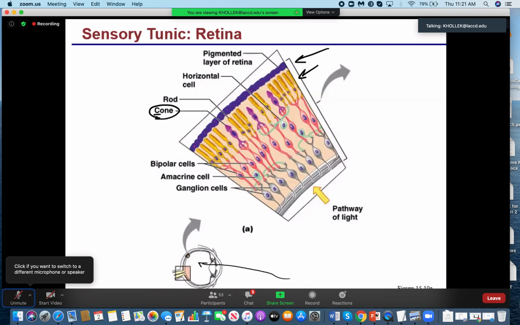The genetic problems that I gave you guys related to color blindness and so on, those are all the cones that are involved or malfunctioning. And also central vision. So they're triple C: central, clear, and color. Okay, so those are really essential as well.